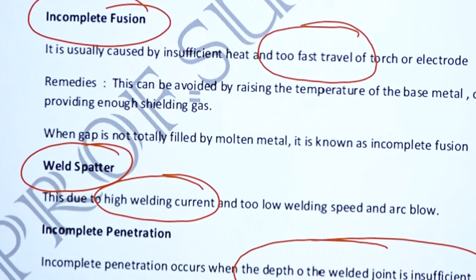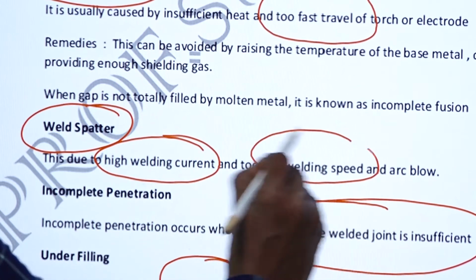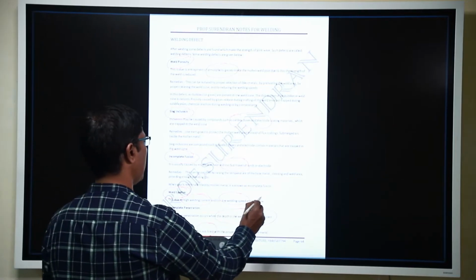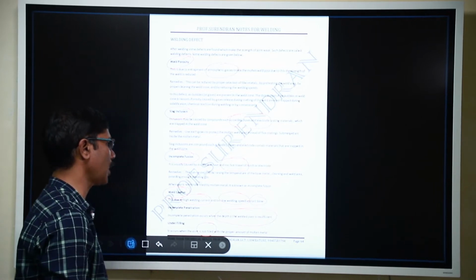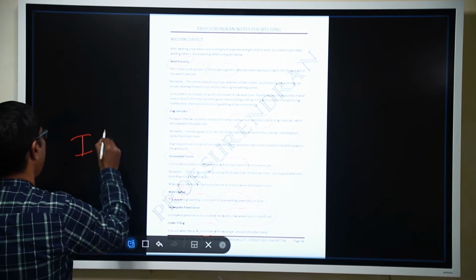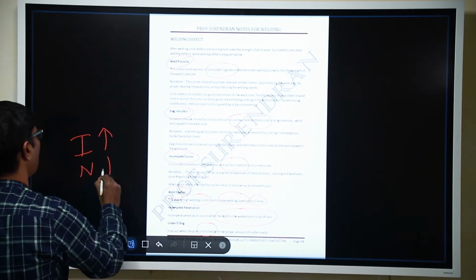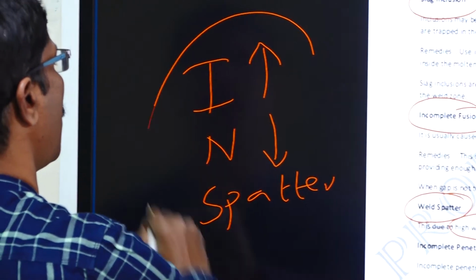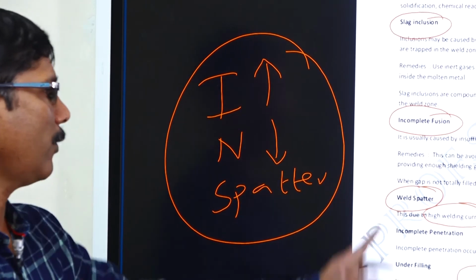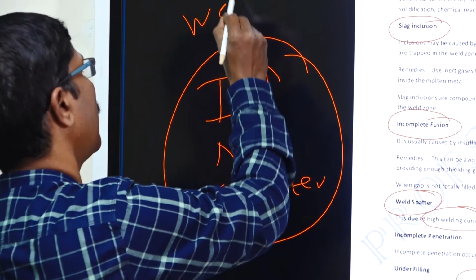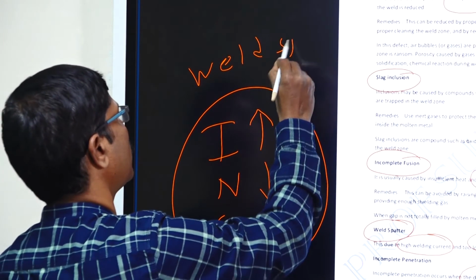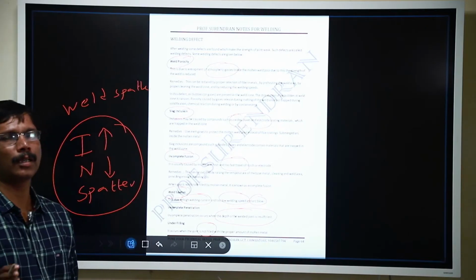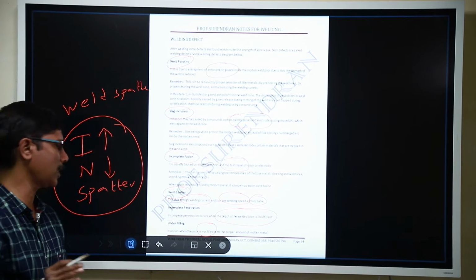Weld spatter occurs due to high welding current, low welding speed and arc blow. These are the 3 reasons for the weld spatter. So current is high, speed is low and arc blow. Weld spatter is an important question from the competitive exam point of view.